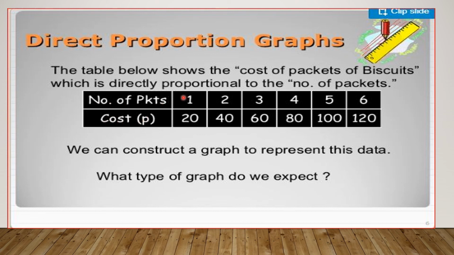For one packet, the cost is 20. For 2, the cost is 40. For 3, the cost is 60. For 4, the cost is 80. For 5, the cost is 100. And for 6, the cost is 120.